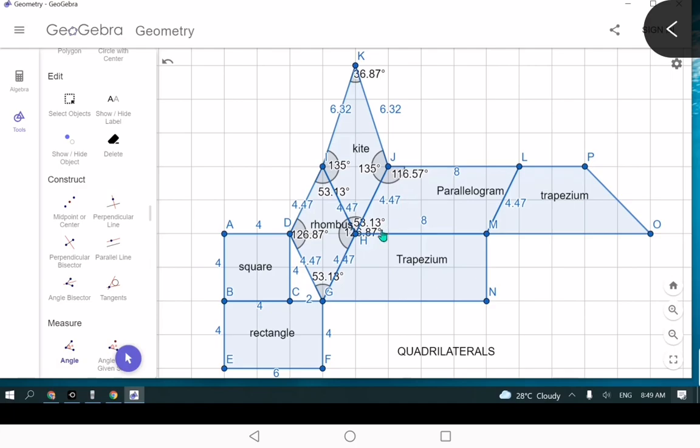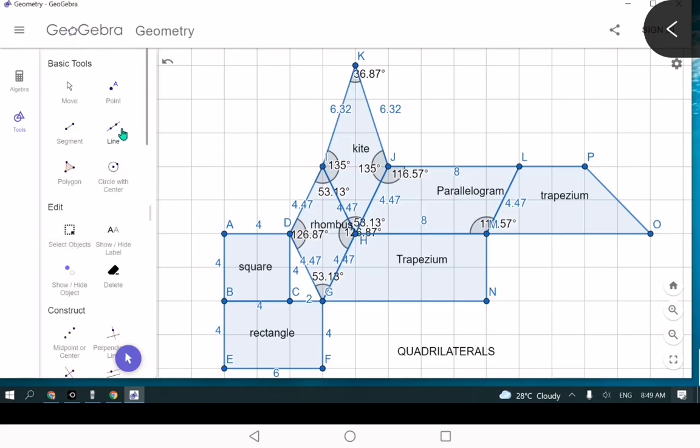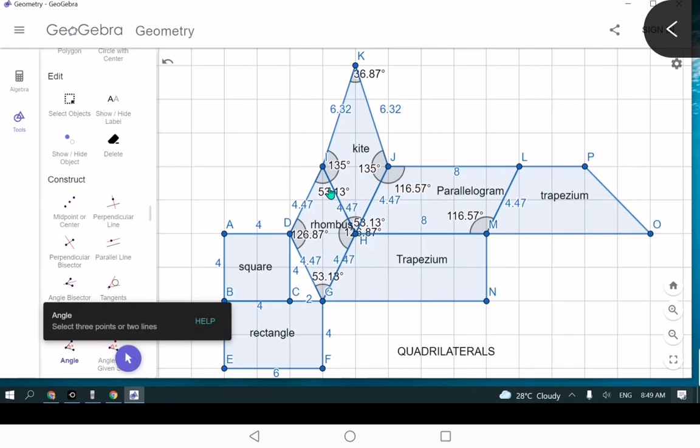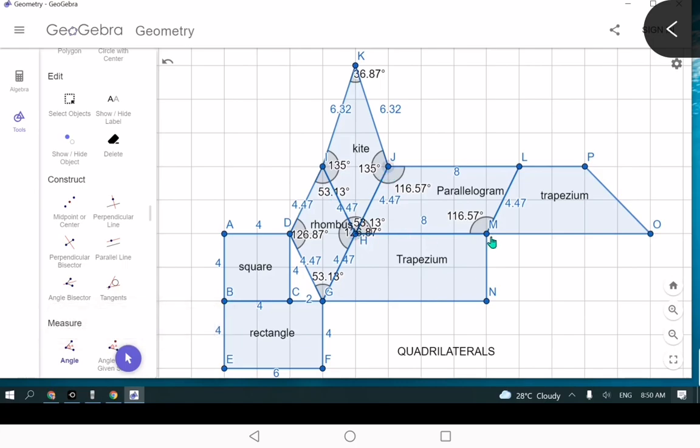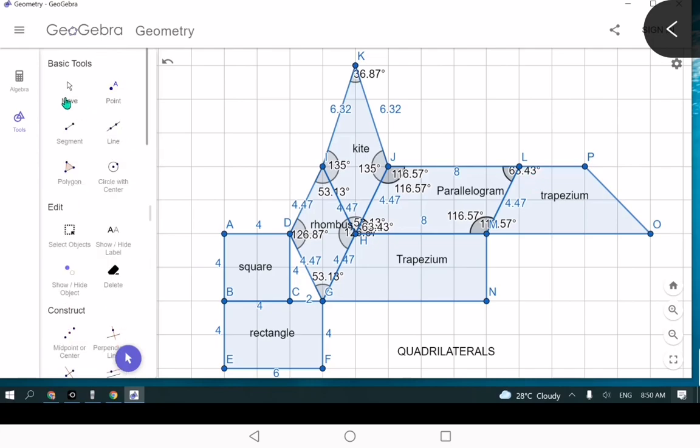116.57 degrees, same as this one. They are the same. This angle, opposite angles are equal, same as this one. We go to another one. You can see the angle here, 63.43. We go to the opposite side here, also 63.43.